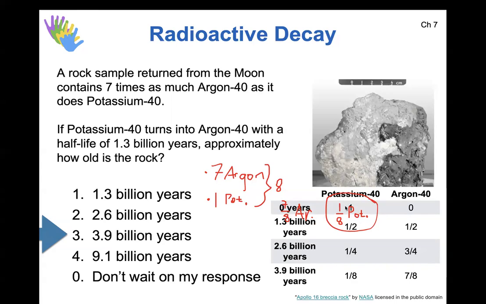So showing that after 0 years, it's all potassium 40. After 1.3 billion years, it's 1/2 potassium 40. After 2.6, it's 1/4. And then after 3.9, it's 1/8. And that would mean that 7/8 is argon. And I say mass, not like the whole rock is composed entirely of potassium and argon, because that wouldn't be the case. Rather, it would be a small amount overall. But if you were to separate out just the part that started as potassium, then that's what we're talking about.